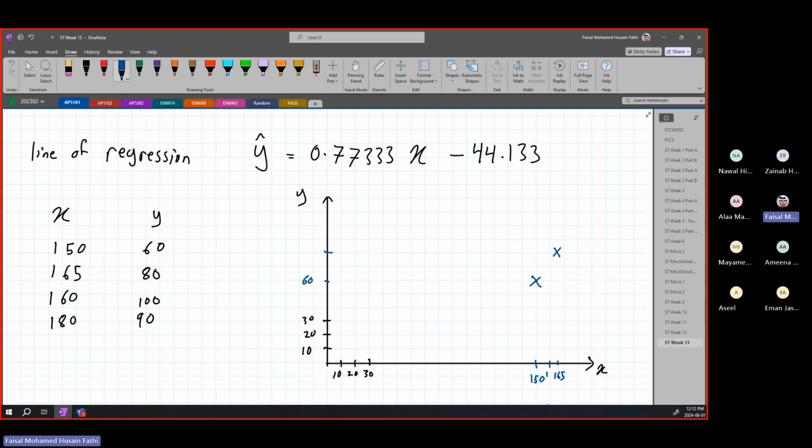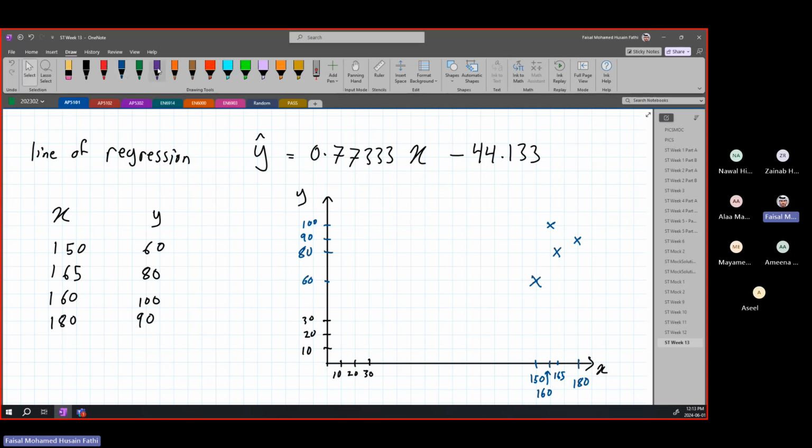This is 160. And we have a value of 100. So this was 80. This is going to be 100. And this is going to be 90. So at 100, we have 160. So it's somewhere like that. And the last point, which is 180. So this is 180 over here. 180 is at 90. So it is something like this if we want to be a bit more accurate.